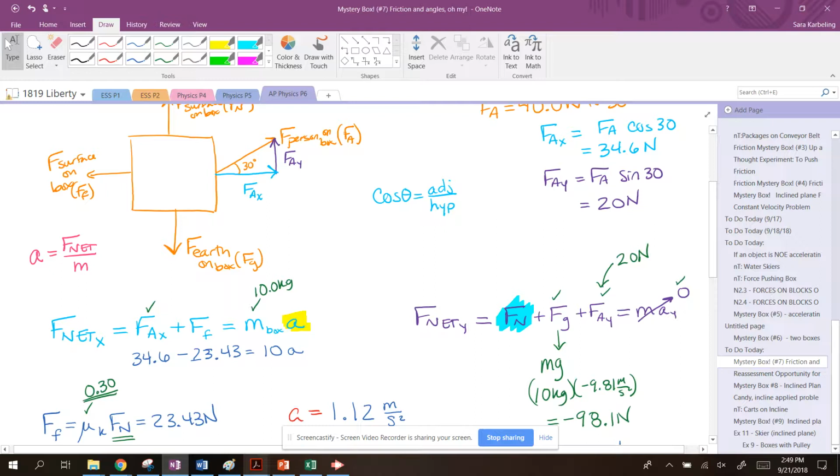Paying attention to those directions does matter, doesn't it? So we're going to subtract 23.43 from 34.6, and divide by 10. Are we doing okay? I think that's going to give us something like 1.12. That sounds about right-ish.